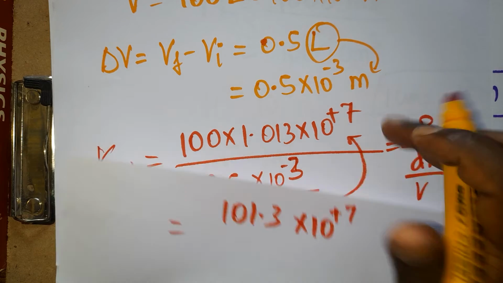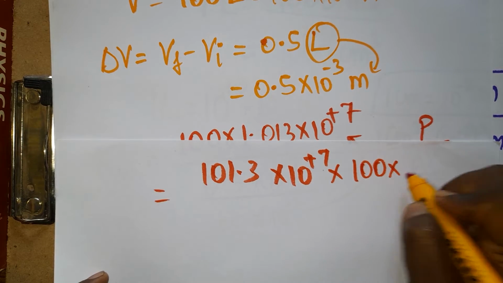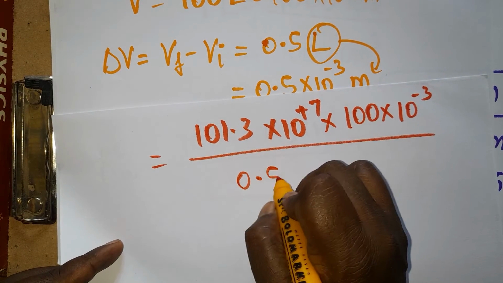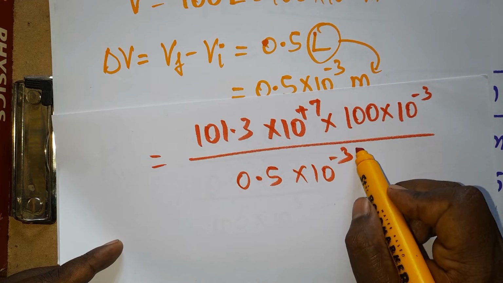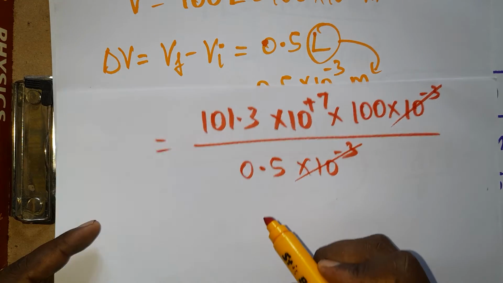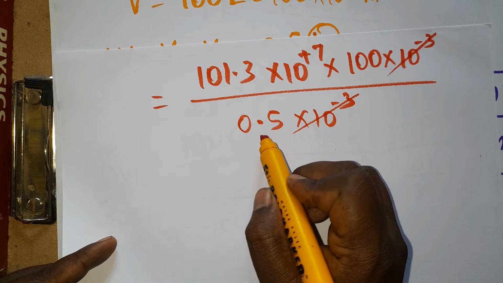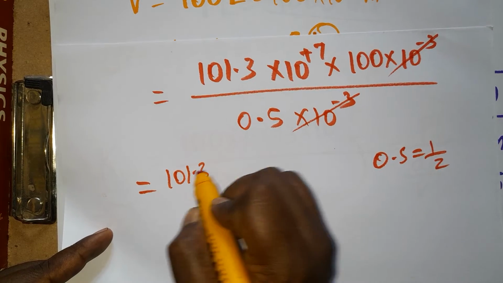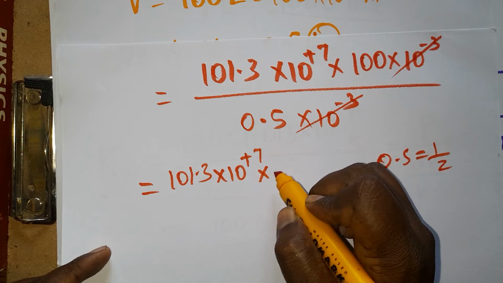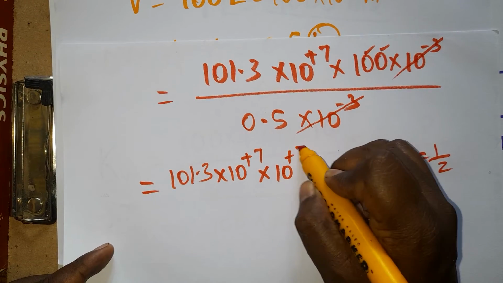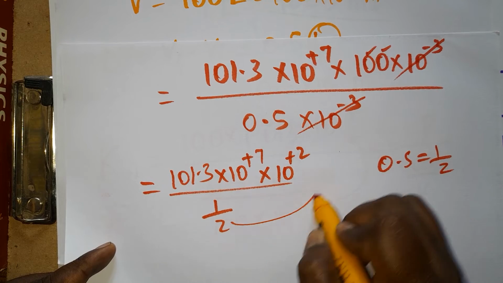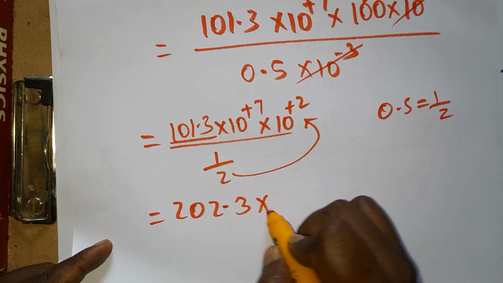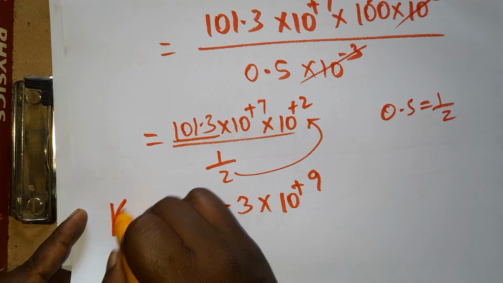And the denominator comes to the numerator: 100 into 10 power minus 3 over 0.5 into 10 power minus 3. The 10 power minus 3 terms get cancelled. Instead of writing 0.5, you can write 1 by 2. So 101.3 into 10 power 5, and 100 you can write as 10 power 2. The denominator comes to the numerator, 2 times this, giving 2.026 into 10 power 9. We found the bulk modulus of the water.